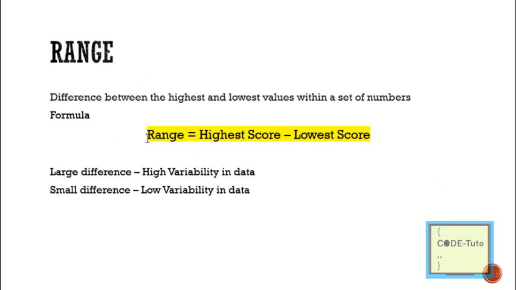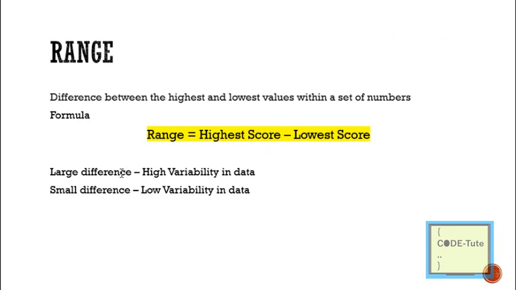How to calculate the range? The range is calculated by subtracting the lowest score from the highest score. For example, if your data set is related to temperature, and you want to calculate the extreme difference between the temperatures in your data set, then you can do that with the help of range.